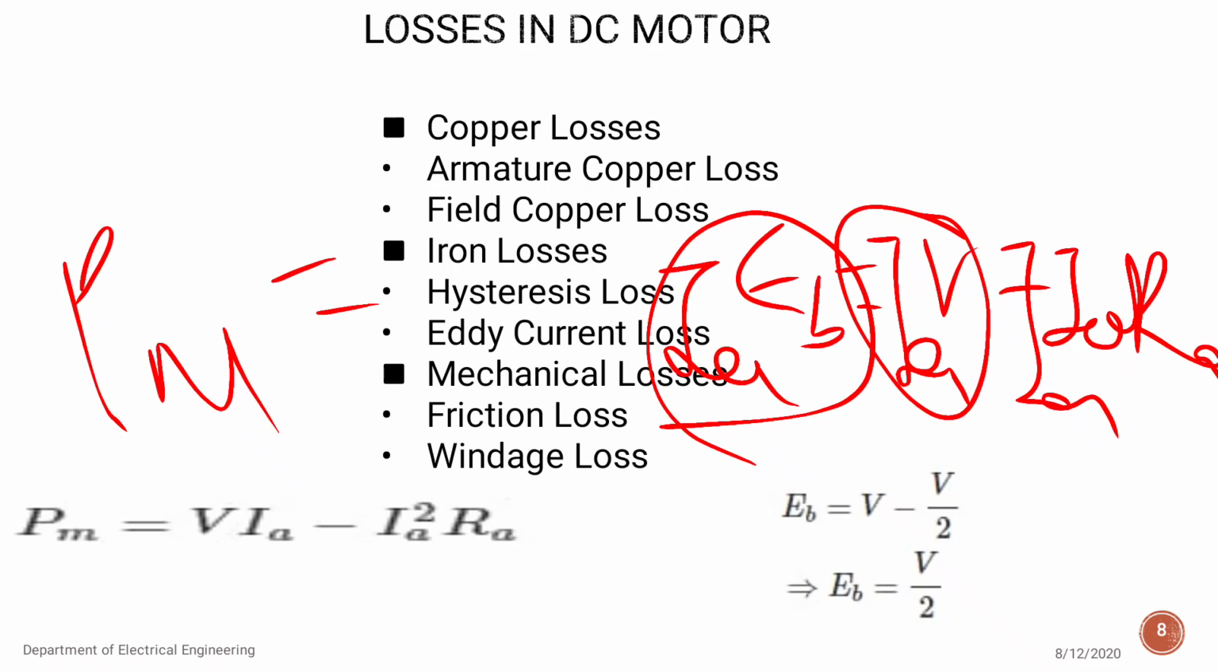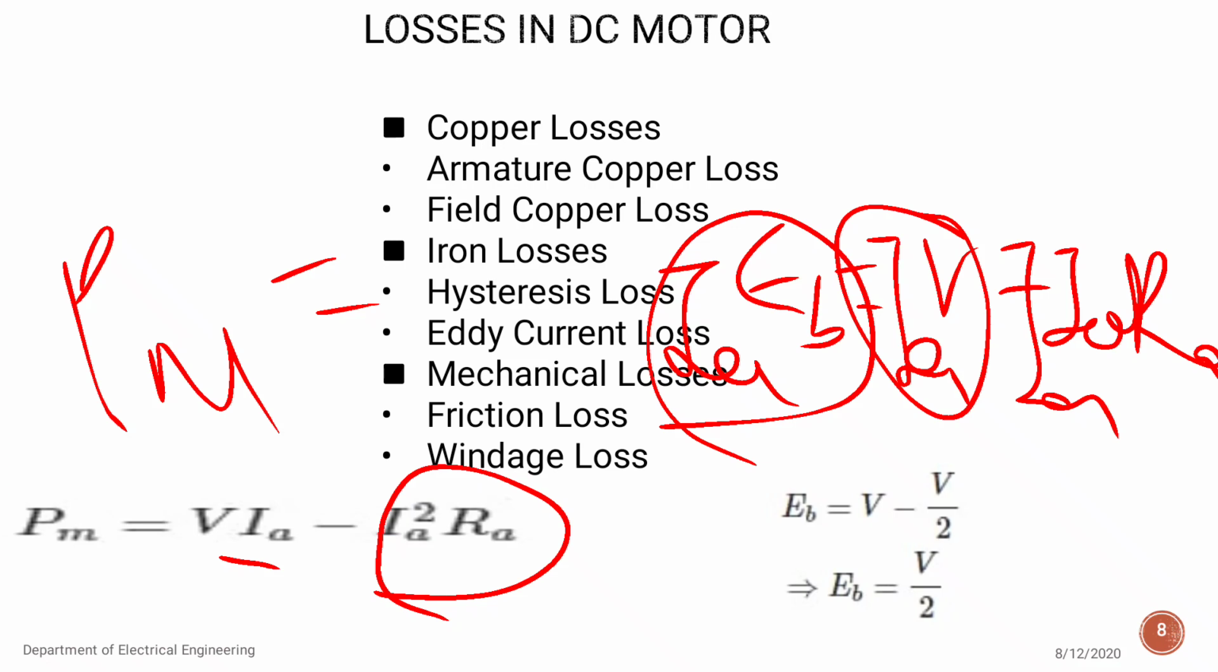Then VIa is as it is, and Ia Ra becomes Ia square Ra. So the mechanical power developed we calculated using the formula Pm, that is mechanical power, equal to VIa. VIa means the electrical input power, minus Ia square Ra, which is the loss due to the voltage drop across the armature winding. And one more thing we have seen: maximum power will be obtained at the condition when the back EMF is half of the voltage.